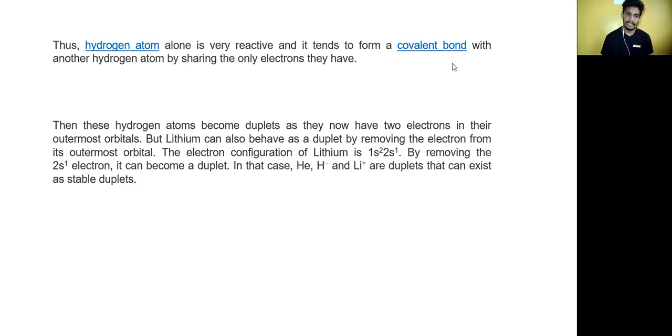Helium, hydrogen minus and lithium plus are duplets that can exist as stable duplets. So what are the duplets present? Helium, we know that. Hydrogen minus means what? Only one electron is there, but it gains an electron and becomes 2 electrons, and after gaining the electron it acquires a negative charge. Lithium, by losing the electron, acquires a positive charge. This is how it works.